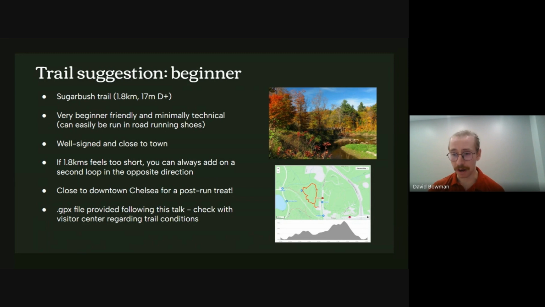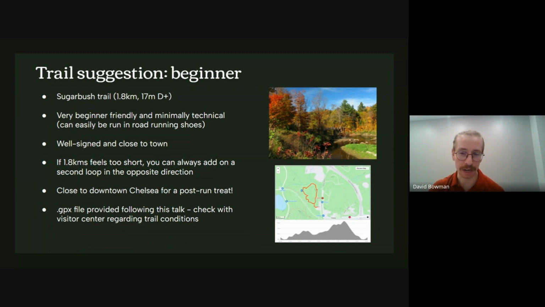It's very well signed. So in my opinion, it's quite hard to get lost on it, and it's quite close to town. And the other nice thing is that if 1.8K feels like it's too short for you, you can finish the loop and then add on a second loop going back in the opposite direction and maybe pick up on different features or things that you didn't see on the first way around. Another nice thing about this is it is close to downtown Chelsea, so you can duck in there for a croissant or coffee post-run if you want to.